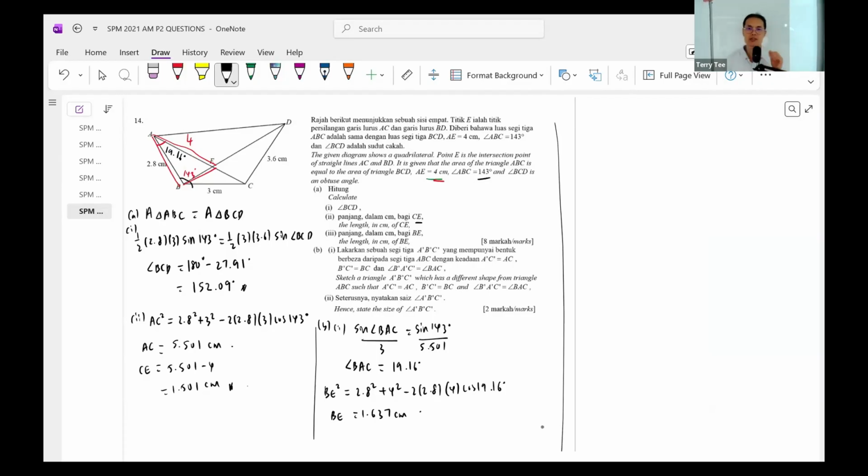Okay, now that I got BE, next, they say sketch triangle ABC, which has a different shape from triangle ABC earlier, with the primes, such that AC prime equals AC. Okay, now let's do this. AC prime equals AC means what? This length doesn't change. I have to fix this length. Now BC prime equals BC. BC also cannot change. Angle BAC also cannot change. If angle BAC cannot change, this angle must be fixed.